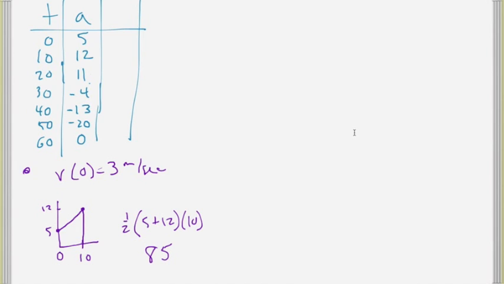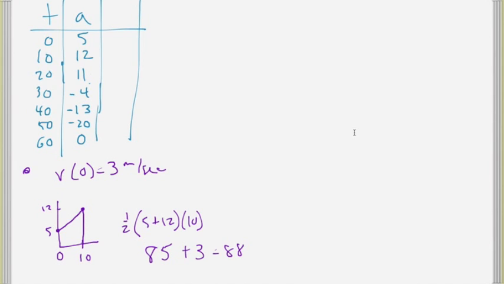Now what is that? That is the change in velocity from time 0 to time 10. So when we integrate, we have found a change in something. If we already had a velocity of 3, then the velocity is then 88.